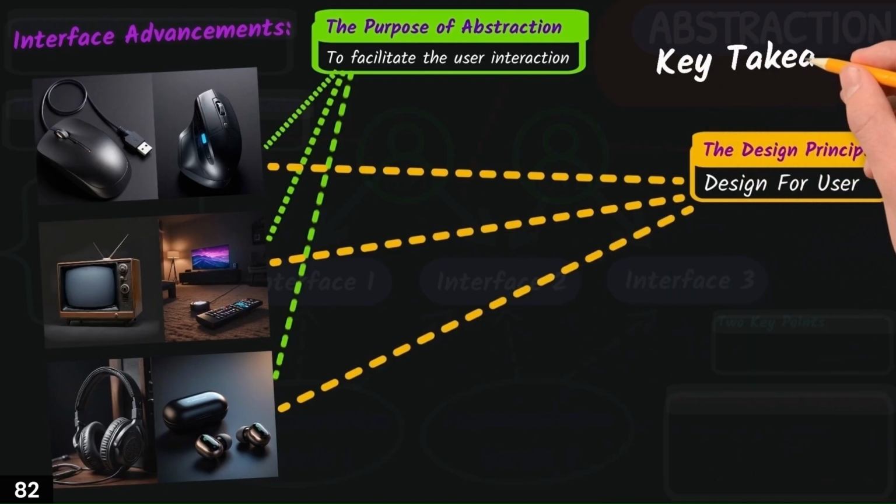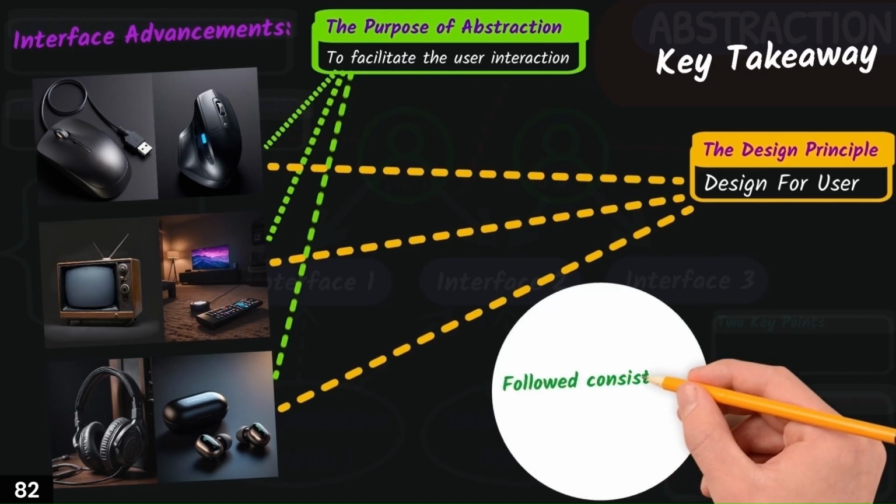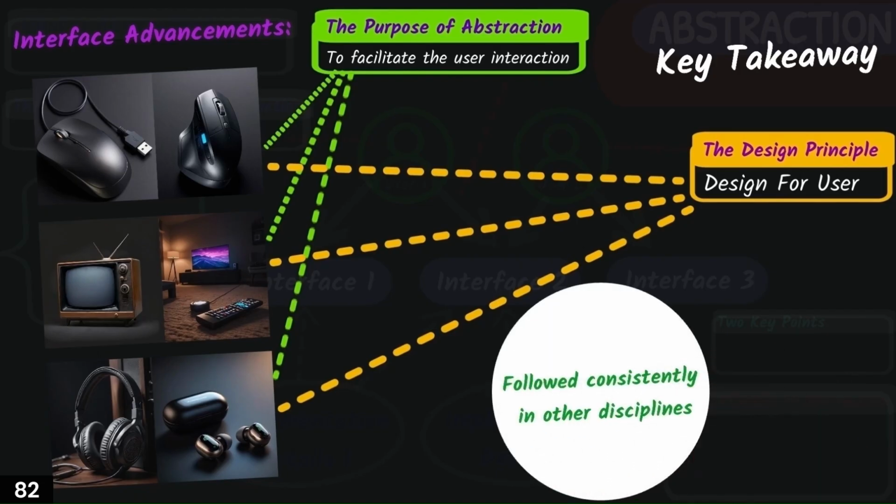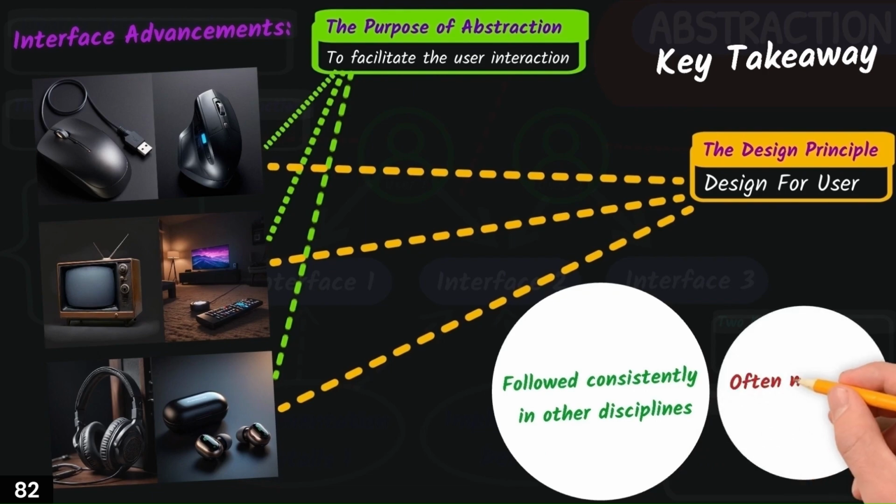One key takeaway for developers from real-life examples is the abstraction design principle. Always design for the user. Unfortunately, this is something that is often overlooked by developers. You will see this principle consistently in all real-world abstractions, but it's frequently missed in code by most developers.